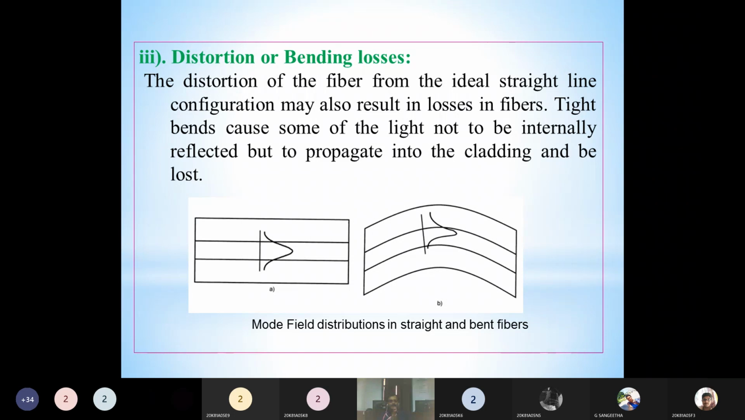We already discussed this. Generally, this is the core material. If light is traveling inside the core, total internal reflection will take place. But what happens if any bending is present in the core? See here, I will explain.